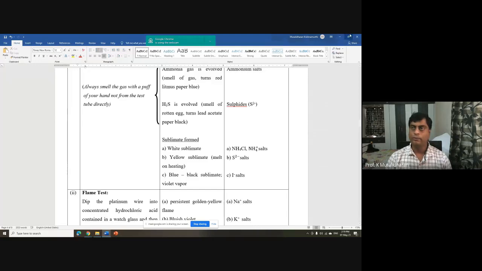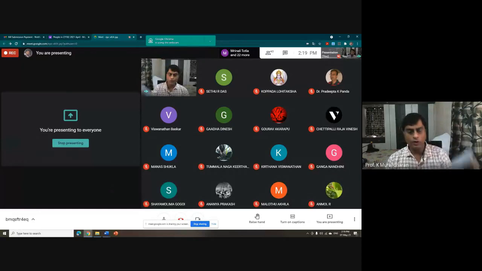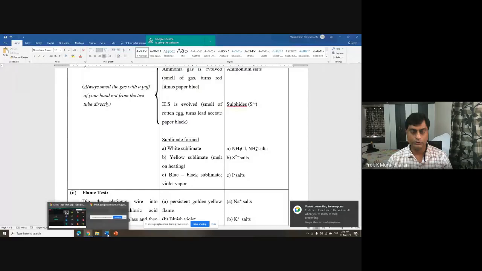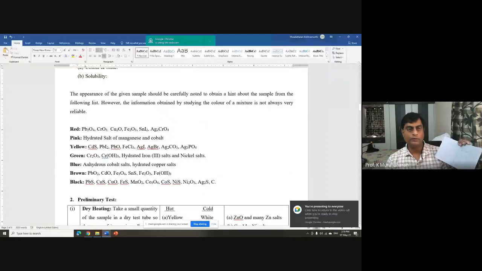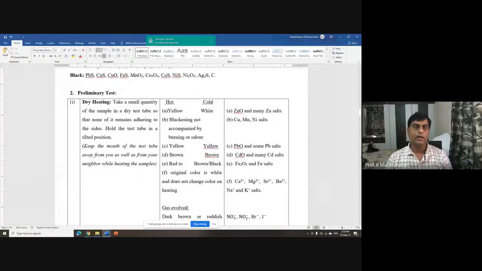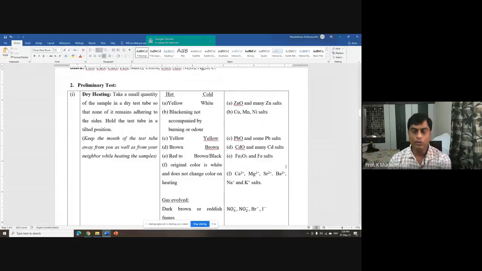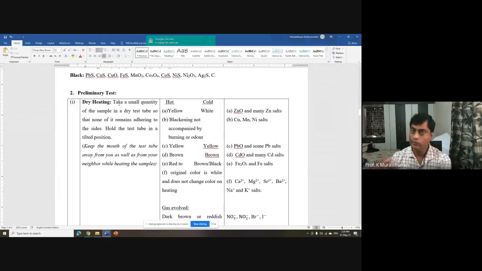Okay, another thing, when you have this kind of notebook, you'll be writing from the beginning, right? You'll be writing the color of the salt, everything, and then as I mentioned, three columns you are writing. So it is mentioned, take a small quantity of the sample. How are you going to write that? I have taken a small quantity of sample. Even in the observation notebook, you have to have this practice.